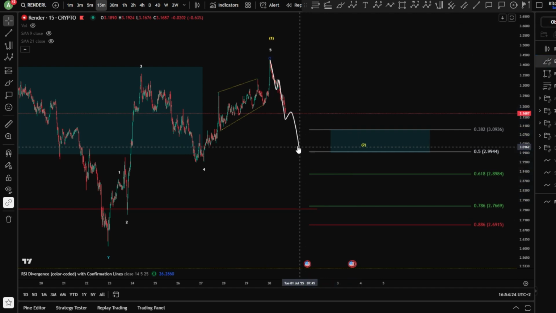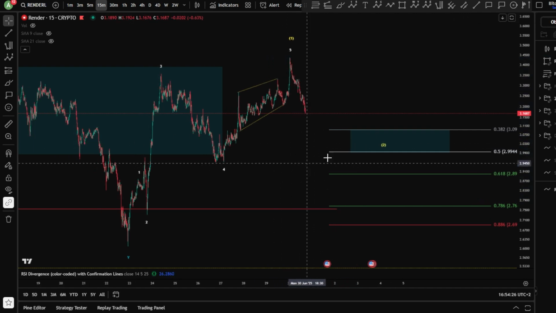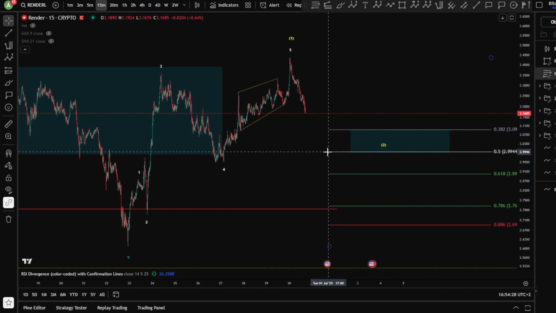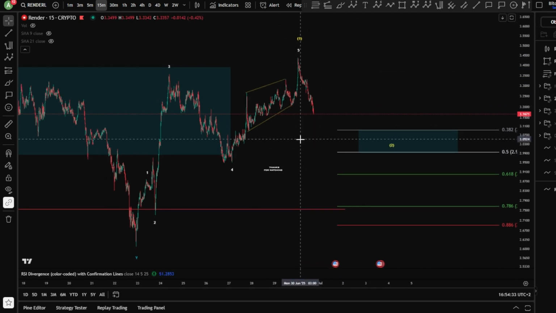But we're gonna take it step by step. We'll see what's gonna happen next, after the 0.38 and how this structure is gonna be finished soon. That was it for Render.